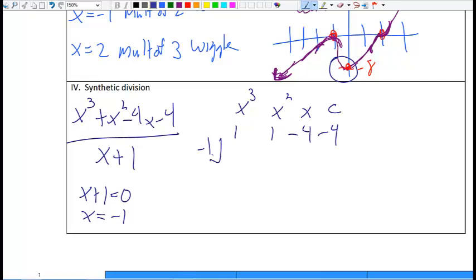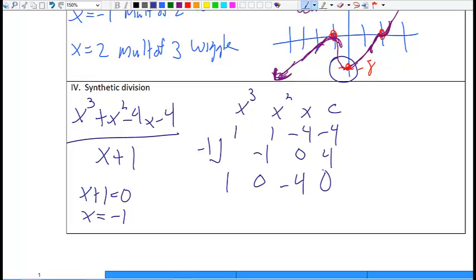Okay, so with synthetic division, we're going to drop the first number, and then I'm going to multiply across. So -1 times 1 is -1. Then I'm going to add, or combine like terms, depending upon how you want to think about it. In this case, that gives me 0. Then I'm going to multiply, so I get 0 there. Combine like terms, get -4. Multiply that again, you get 4. And then combine like terms, and I get 0.